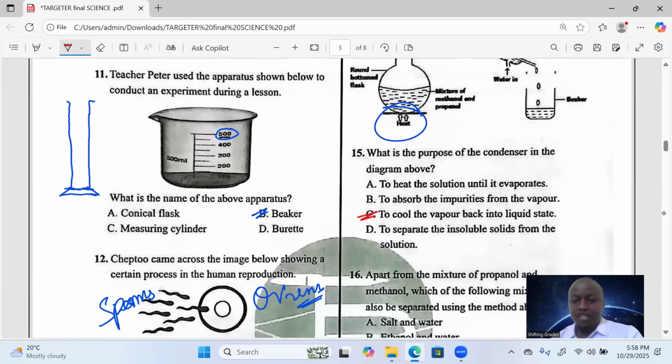Look at 17, ladies and gentlemen. Question 17. The following are objects that possess kinetic energy, except, you know, kinetic energy is the energy possessed by substances that are in motion. And therefore, according to what we can see here, which one is not having motion?